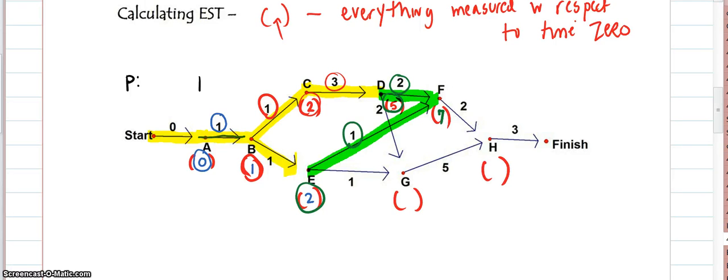Okay, let's look at G. You'll notice there are also 2 arrows coming into G. So I'm going to select the earliest start time, and once again it's kind of an oxymoron.